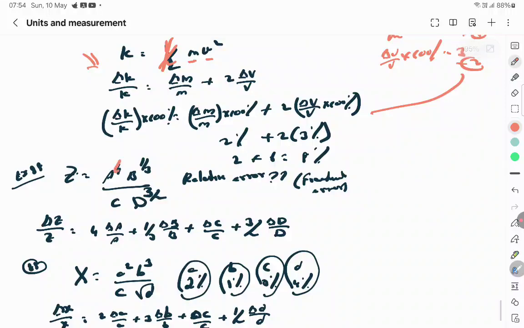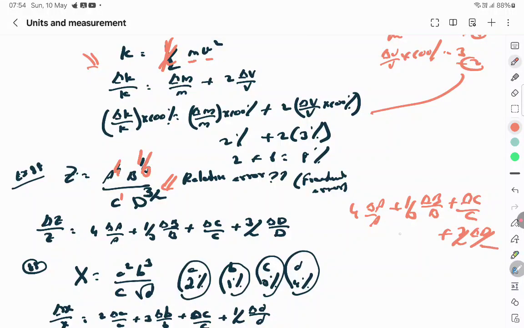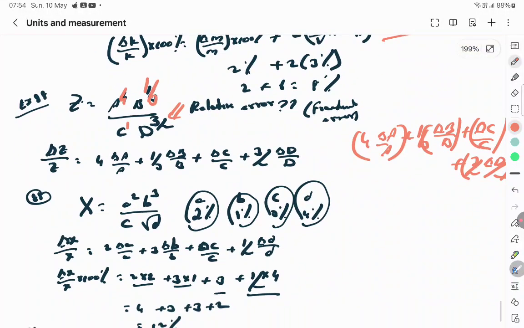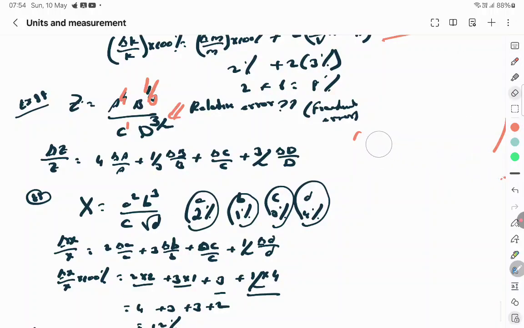So therefore you understood what happens when there is a power. So when there is 4 into delta A by A plus 1 by 3 into delta B by B plus, power is 1, into delta C by C plus 3 by 2 into delta D by D. All of them should be written only with plus, even though there is division, and you can multiply throughout with 100 if the percentage error has been given. It's just a question of substituting the values.